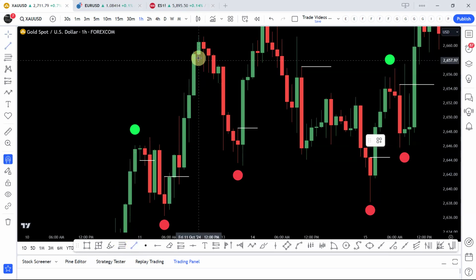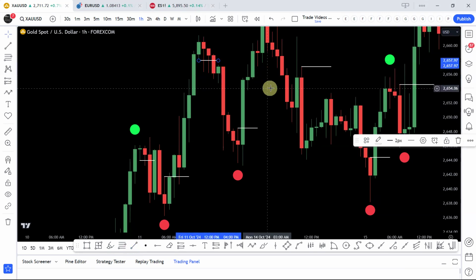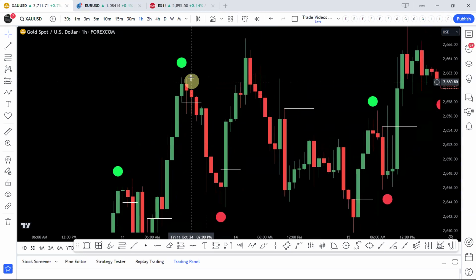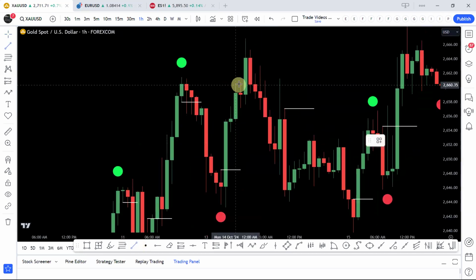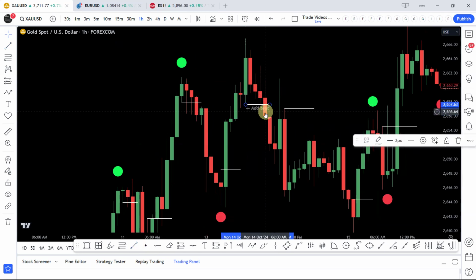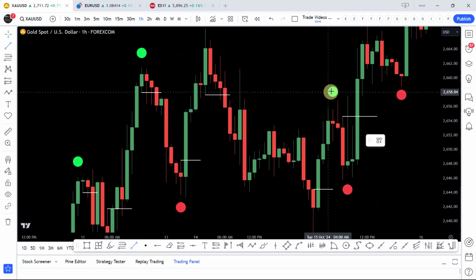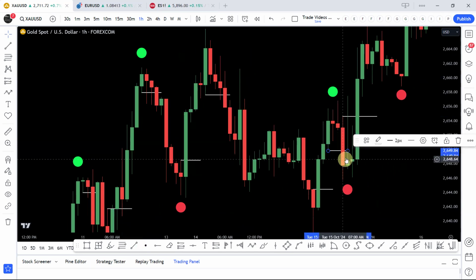Last green candle, red candle closes a body below it. So this is a valid high for me. The last green candle, the fourth red candle closes a body below it. So this is a valid high for me. The last green candle, third red candle closes a body below it. So for me, this is a valid high.